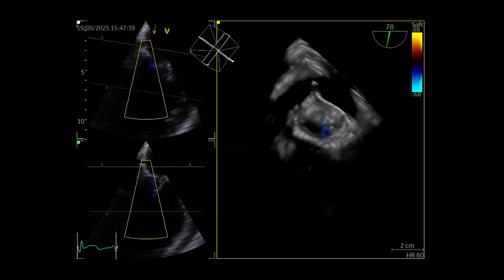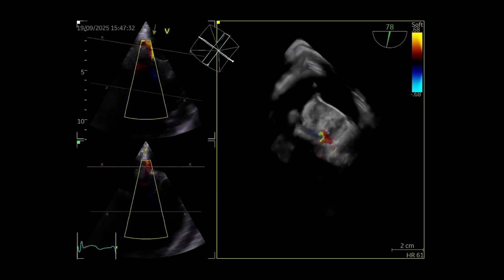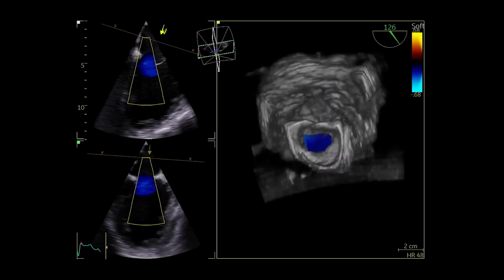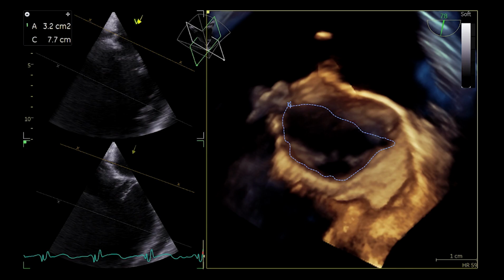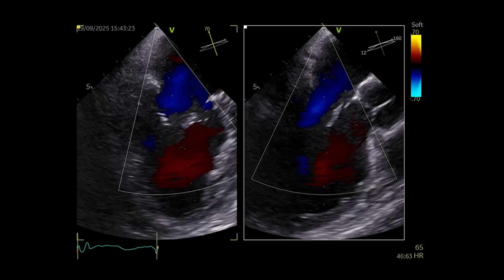Here you can see the 3D en face view. You can clearly see there is an A2P2 MR, a severe jet coming from the A2P2 scallop. And here is the mitral valve area by 3D planimetry, around 3.2 to 3.5 square centimeters. That is sufficient for us.